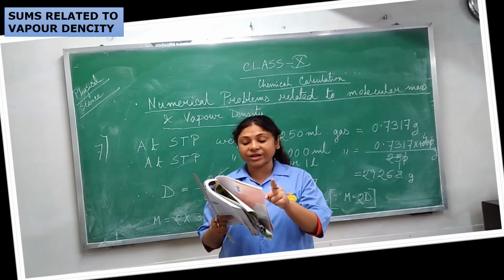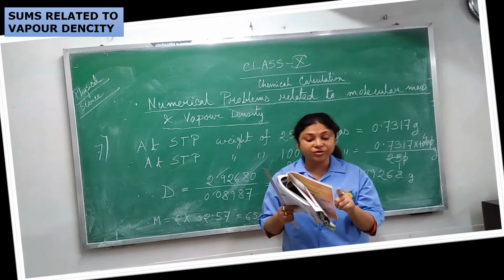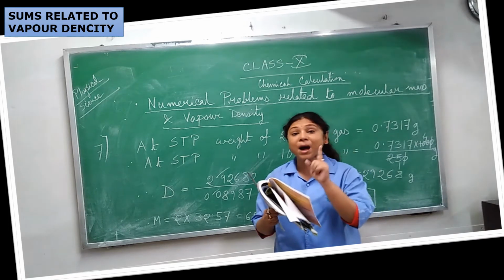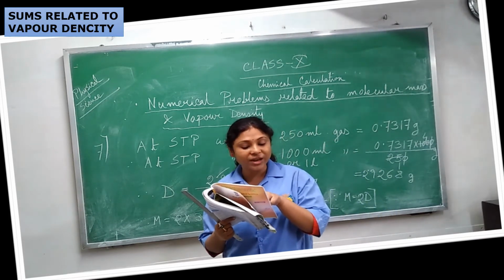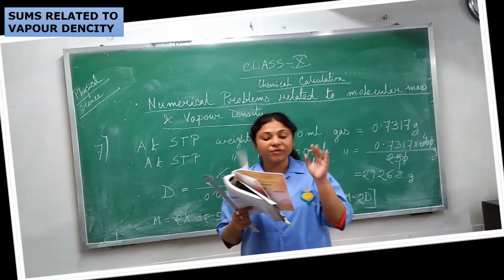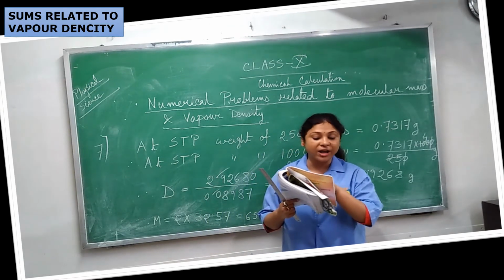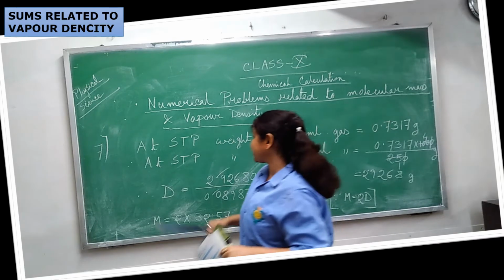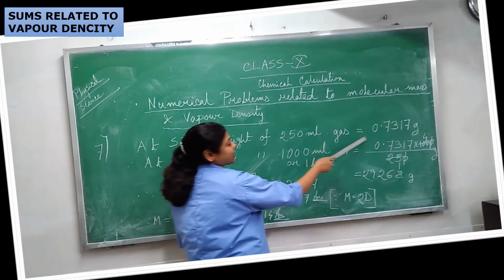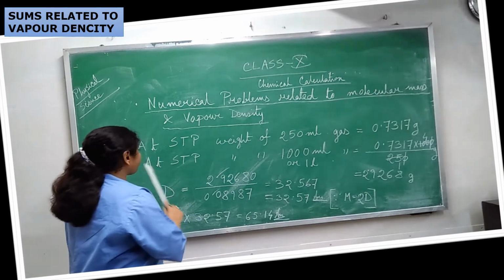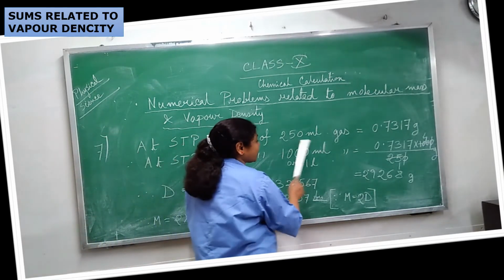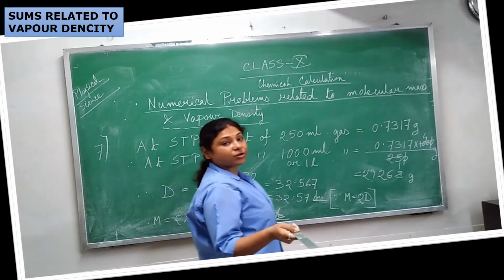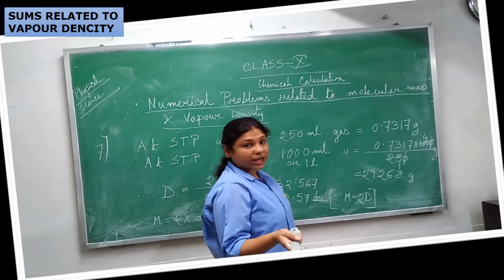First, read the question properly. They have mentioned density of hydrogen at STP is 0.08987 gram per liter. But they have given in the question, the first sentence, at STP weight of 250 milliliter of a gas is 0.7317 gram. So first we have to find out at STP the weight of 1000 milliliter or 1 liter of gas. Why? Because the density of hydrogen is given per 1 liter, so we have to find out in 1 liter only.